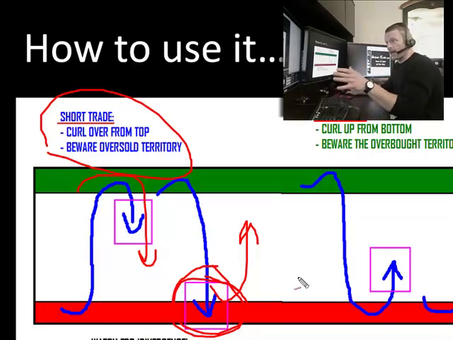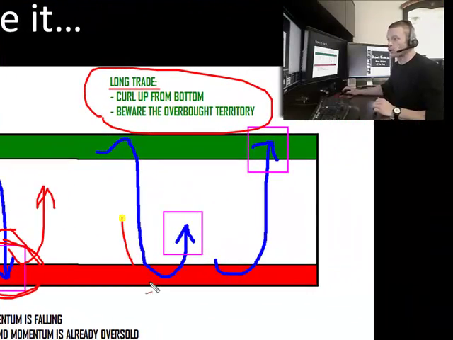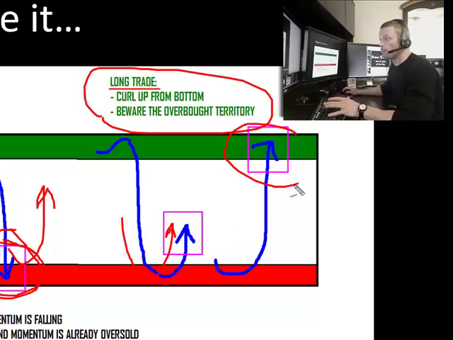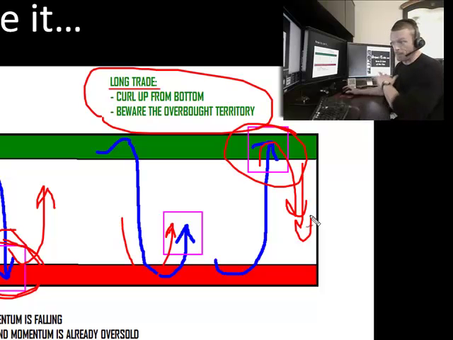Now, that's the short side. For the long trade here, the exact opposite. I want my momentum indicator curled up from the bottom for a long trade, and I want to beware of overbought momentum. Because overbought momentum means it can quickly reverse around and then point back down, and then boy, you know what happens next. It's a painless death. Stop loss, and we're out of the trade.